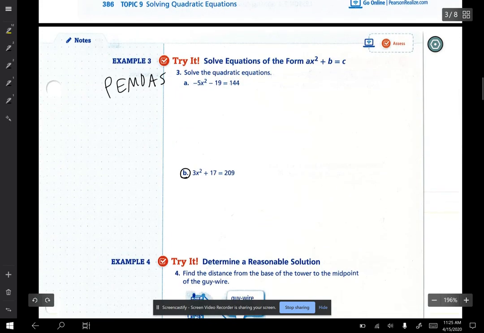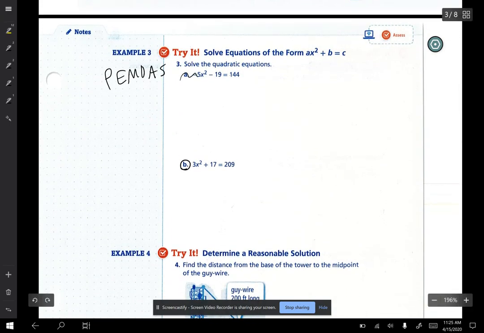Our fourth and final example, we're not going to worry about A, we're going to do B, right here. 3x squared plus 17 equals 209. So this is the hardest it's going to get. Remember I told you that you're not going to want to use this strategy when there's a middle term, like 3x squared plus x plus 17. We're going to have to use other things to solve. But right here we still don't have a middle term. We don't have an x. We just have an x squared and numbers. So we're good to go. We're going to use this strategy.